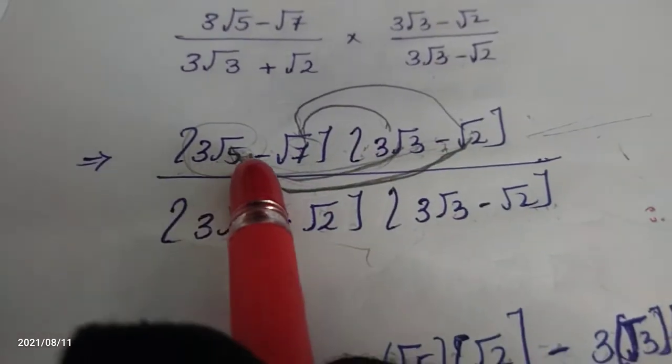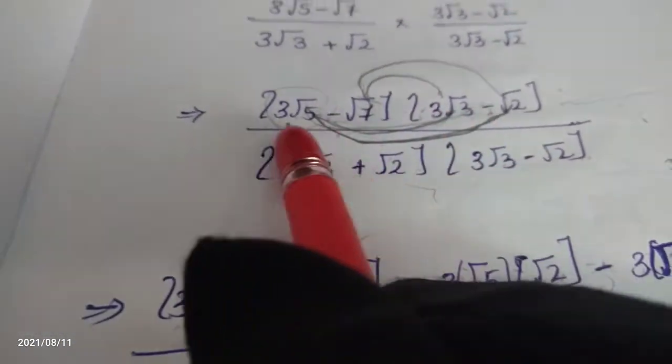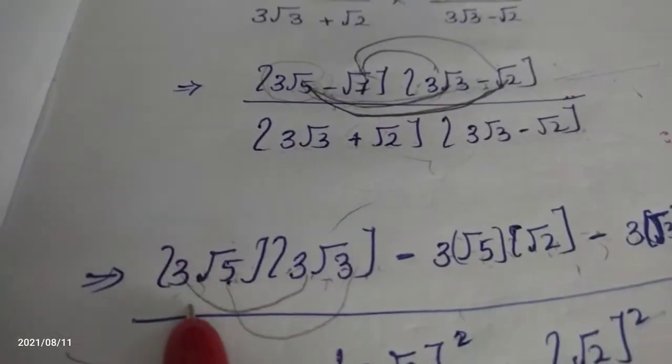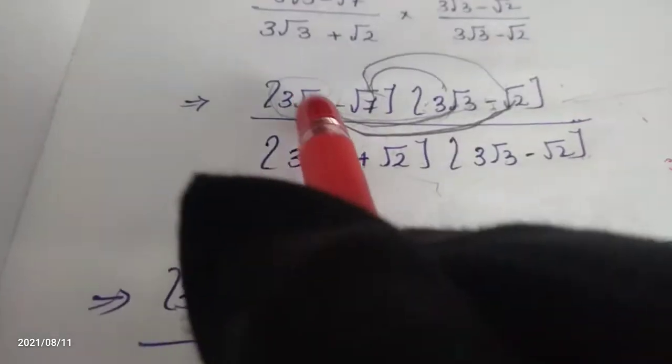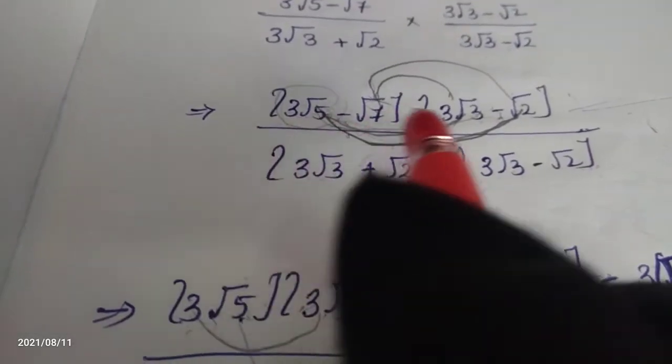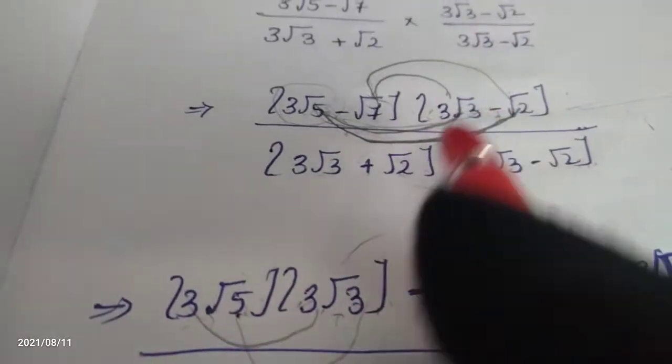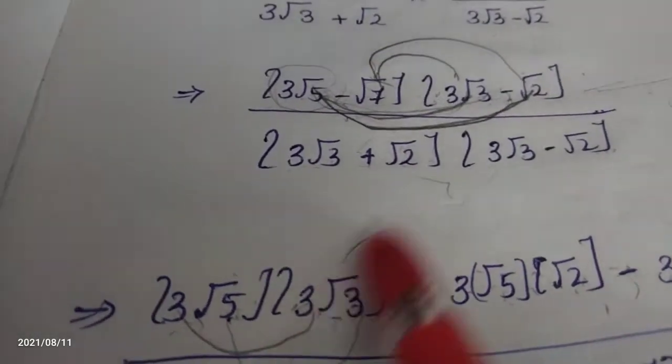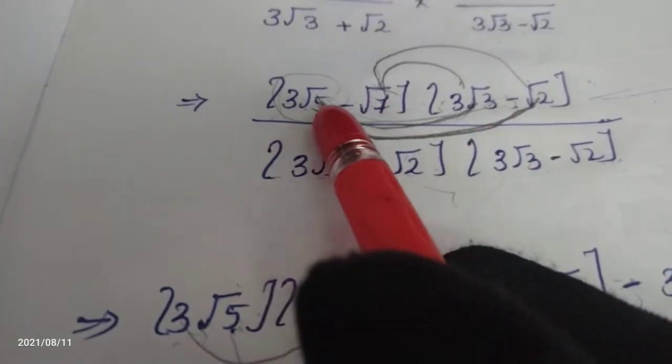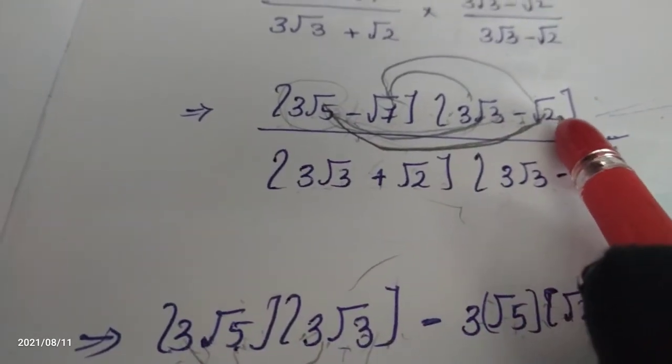3 root 5 into 3 root 3. I multiply here with the help of brackets. Can you understand? 3 root 5 into 3 root 3. Up to that clear? Come to the next point. What do we have to do? 3 root 5 we have to multiply with the second number, which is root 2.